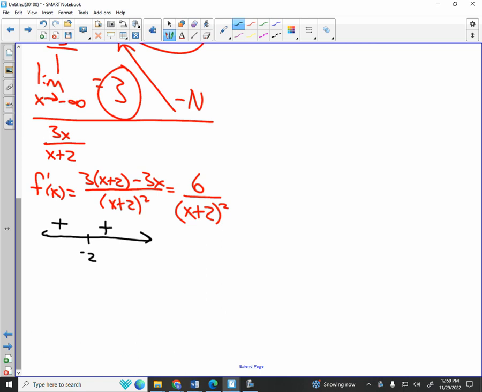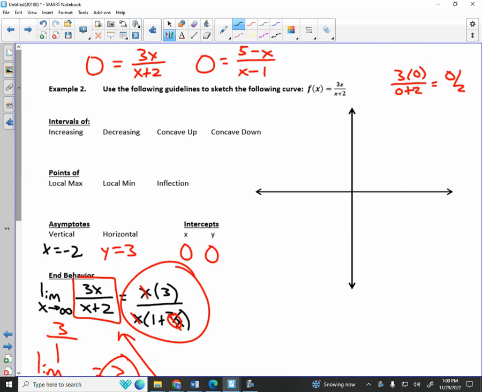Does it make sense now when you look at it that this is always positive? Because the top is always positive, and the bottom, when you square something, it's always positive. So what does that tell us? So the first derivative is always above the x-axis. What does that tell us about this function? It's always increasing. It's increasing from -infinity to -2, union -2 to infinity.